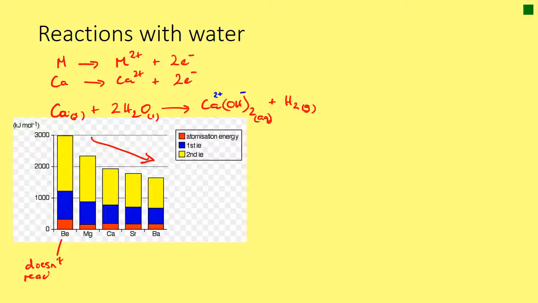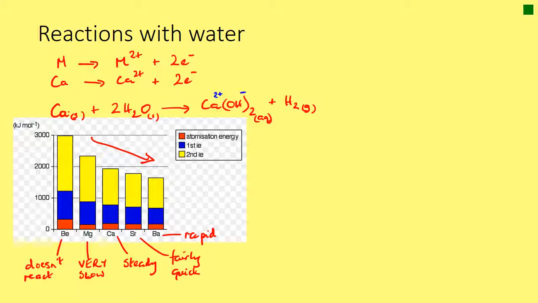So it doesn't react, and magnesium only reacts slowly, let's say very slow. Calcium, on the other hand, is, let's call it a steady reaction. Strontium is getting fairly quick. And by the time you get to barium, barium is a rapid reaction. And that's all because this activation energy is less, because it takes less energy to remove those 2 electrons to make the ions that would react with the water molecules.